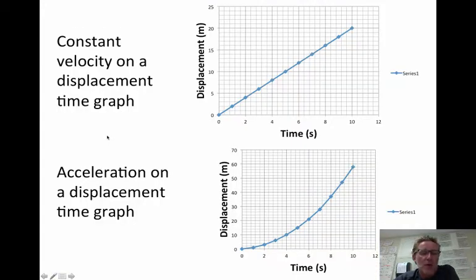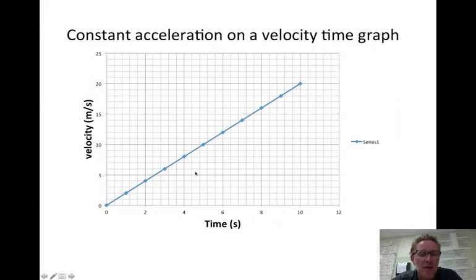Okay, so earlier I said we'd be talking about velocity time graphs. But before we do that, let's look at what we talked about in the previous section: displacement time graphs, just as a quick review. Remember, on a displacement time graph, if we have constant velocity, we would have a straight line slope, just like this one here. And if we have acceleration on a displacement time graph, we're going to have a curved line. Now on a velocity time graph, things are a little bit different because we have velocity on the y-axis.